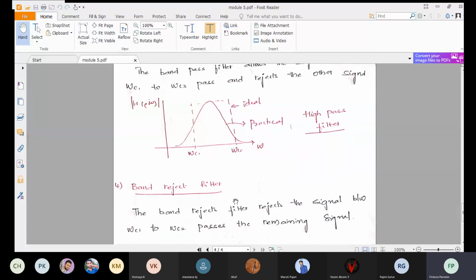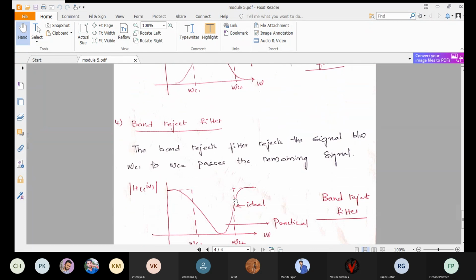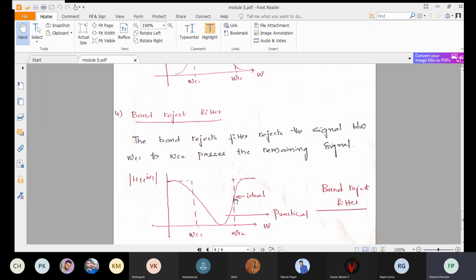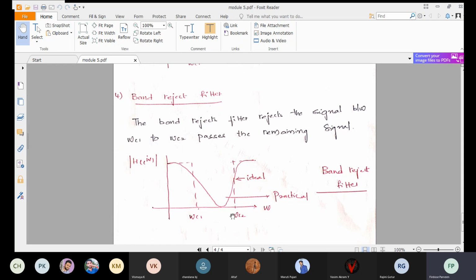Next, band reject filter. The band reject filter rejects the signal between omega c1 and omega c2. This part of the signal is blocked, or rejected, and it allows only the remaining signal, that is till omega c1. From omega c2 it allows, only this part of the signal will be allowed. Other than that, this part will be rejected or blocked. So this is called band reject filter.